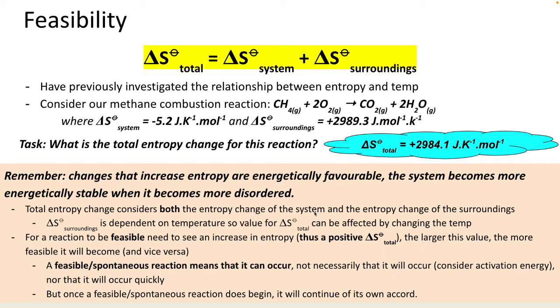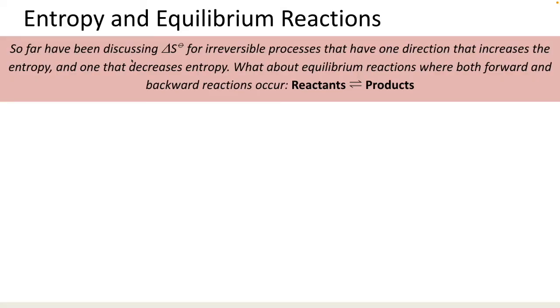Let's finish up by a final discussion looking at something that up until now I've quite conveniently been ignoring. That's the idea of reversible reactions. We've only been looking at reactions that proceed in one direction, but we know that we can have equilibrium reactions, reactions that have forward and backward reactions both occurring. So far, I've been discussing entropy changes for irreversible processes that have one direction that increases entropy and one direction that decreases entropy. But what about our equilibrium reactions where both forward and backward reactions occur?